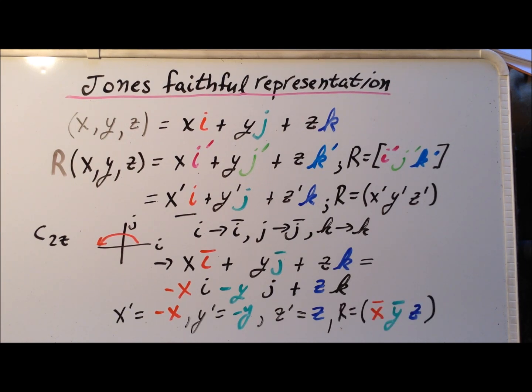Therefore, my Jones-Faithful representation of the C₂𝓏 rotation is this expression here: minus x, minus y, z. And note very carefully that we do not have commas in between. Each of these is a row vector, and it is not a point.